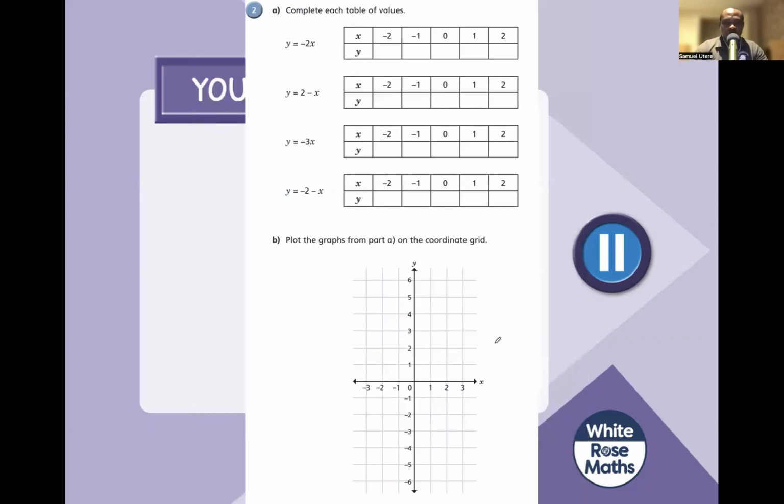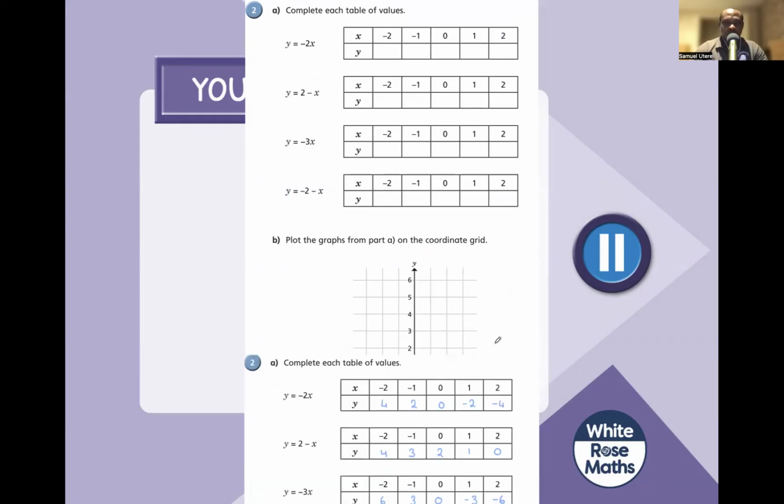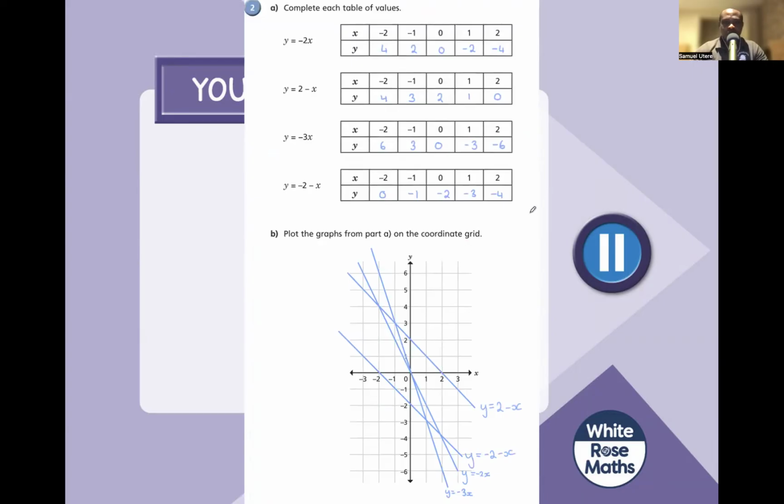Pause the video and answer question 2 in 4 minutes. Assuming you've paused the video and you've answered question 2, here are the answers. Let's discuss them. So for question 1, completing the table of values, by now you know how to complete the table of values. But before you even plotted this graph, you could have figured out what the graphs would look like. So this would be a negative gradient, so it would slope downwards. This would be a negative gradient as well, where it would cut the y-axis at negative 2, and you can see that there. So interesting. So mark your work and celebrate your success.